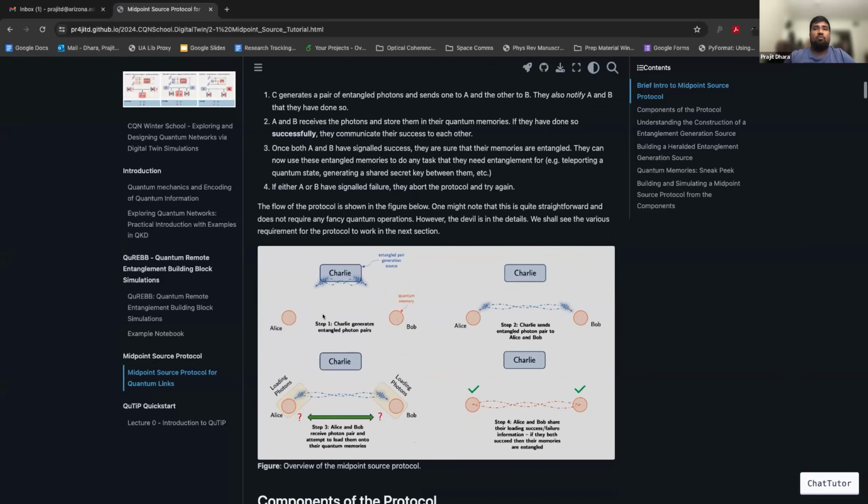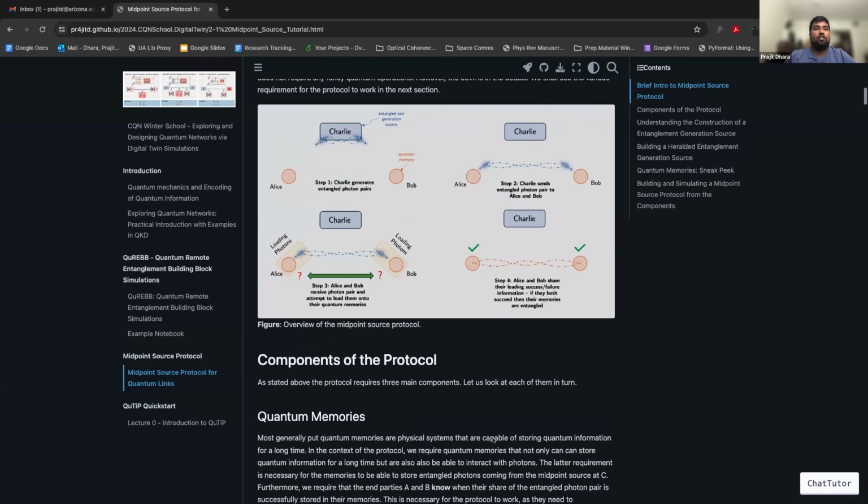The diagram over here is an oversimplification of what goes on, but it captures the high-level concepts that are involved: generation of an entangled pair, transmission, loading, and then reconciliation of the information. It looks quite straightforward and doesn't require any fancier quantum operations. However, as with most things in quantum communication, the devil is in the details. We'll look at the different requirements for the protocol to work shortly.